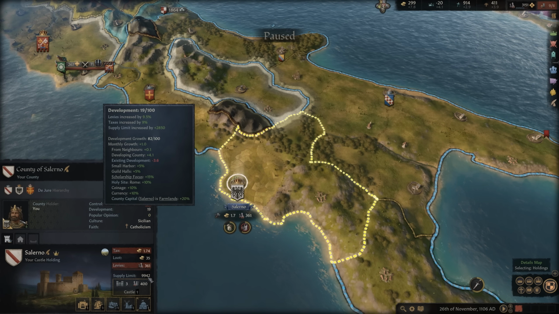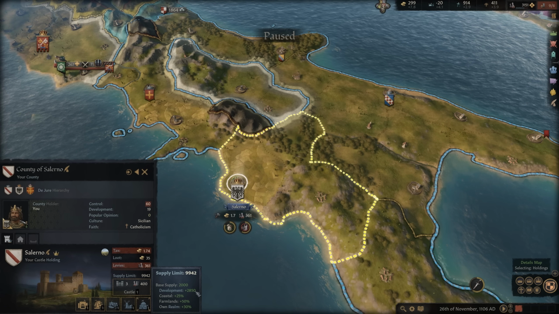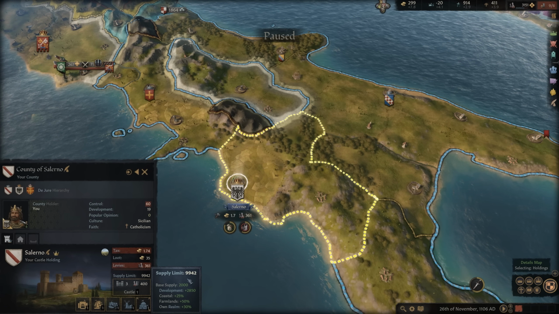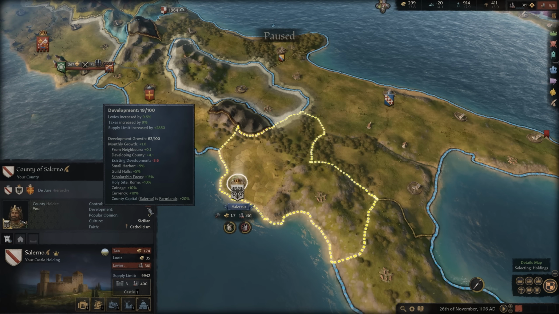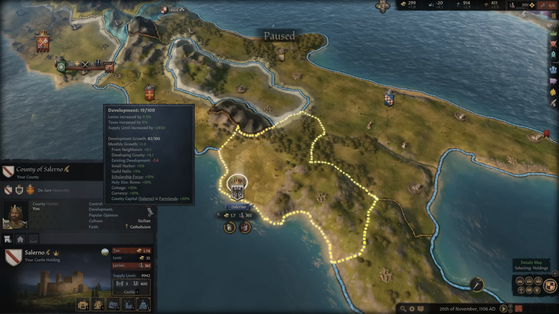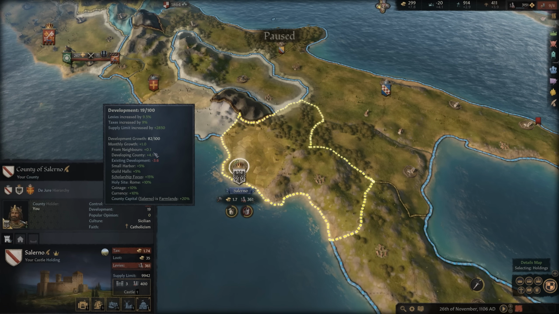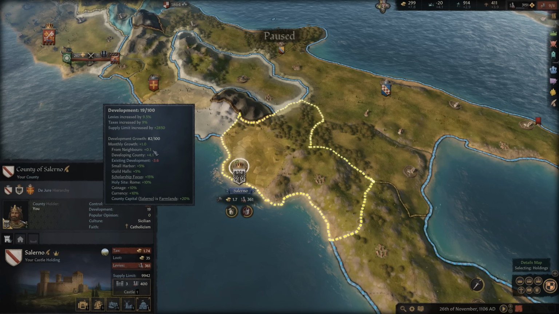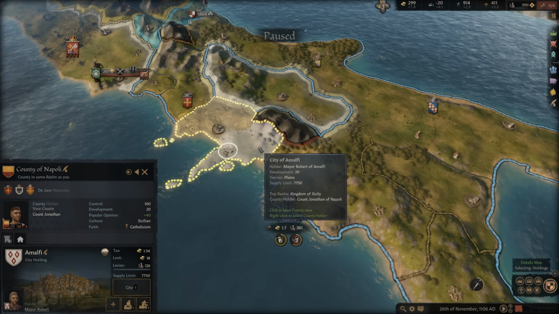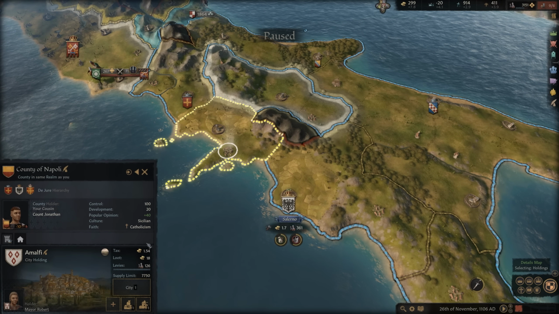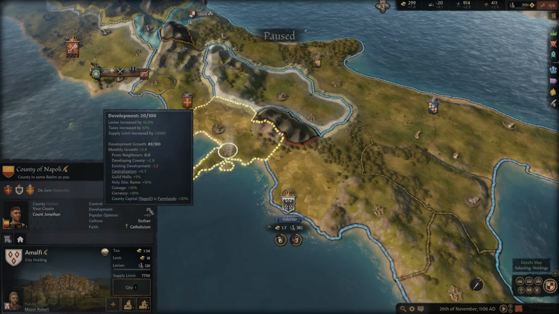So you can see here that our supply limit is 9,942, and development gives it a 2,850 increase. And development is super important here because it affects not just the duchy that we're talking about, but its neighbors. So if I take a look at Salerno, its development is currently 19, and its neighbors are giving it a 0.1 bonus. This means that, if I click over here to the county of Napoli, then I can see that its current development is at 20. This gives a 0.1 bonus to Salerno.